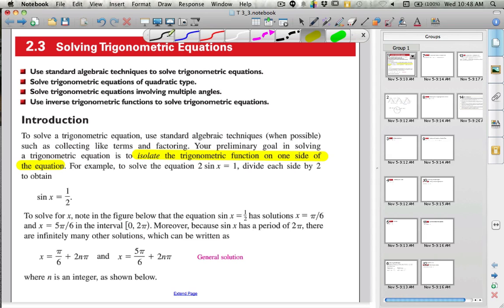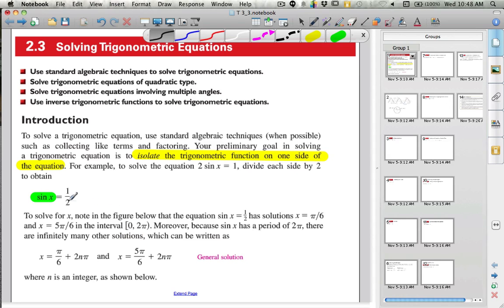The example they're giving here is that to solve the equation 2 times the sine of x is equal to 1, divide each side by 2, which isolates our trigonometric function on one side of the equation. But when we solve it, it's important to know that there often isn't just one solution.